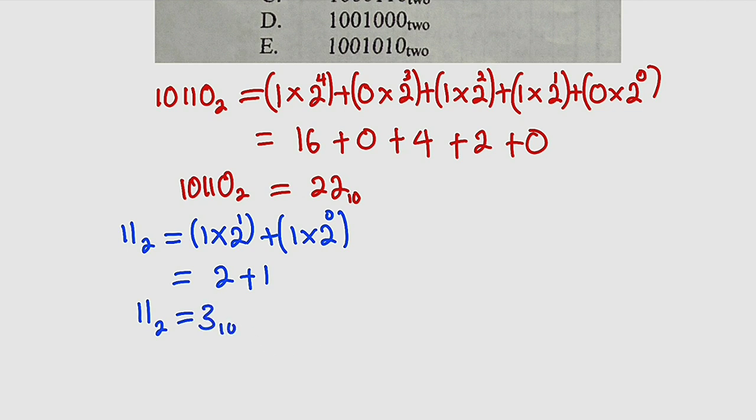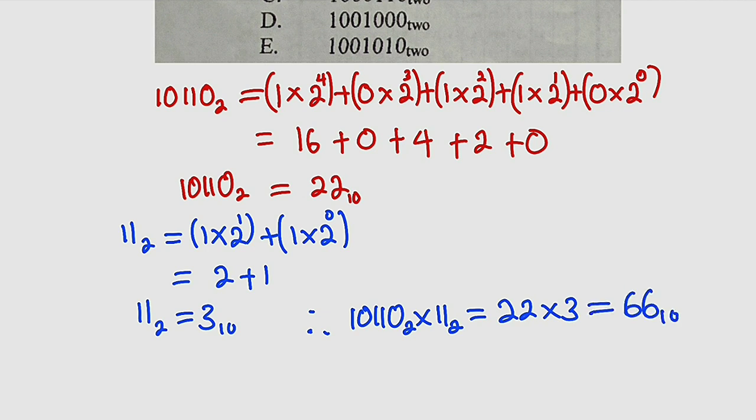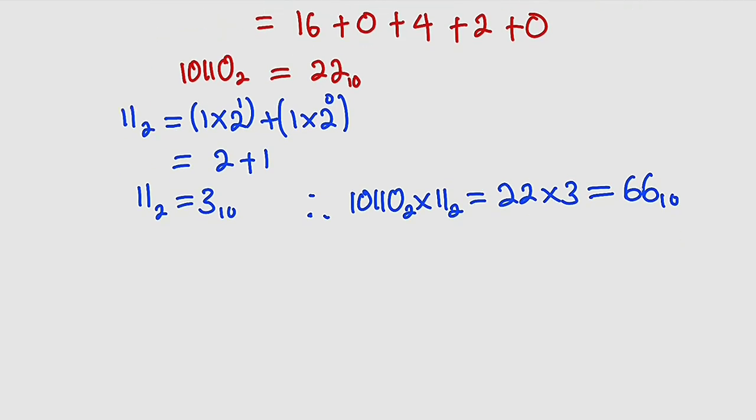So we want to multiply their results. So we say that 10110 in base 2 multiplied by 11 in base 2 is the same thing as multiplying 22 by 3, which is 66 in base 10. But remember, we are dealing with numbers in base 2. So we are going to convert this 66 back to base 2.